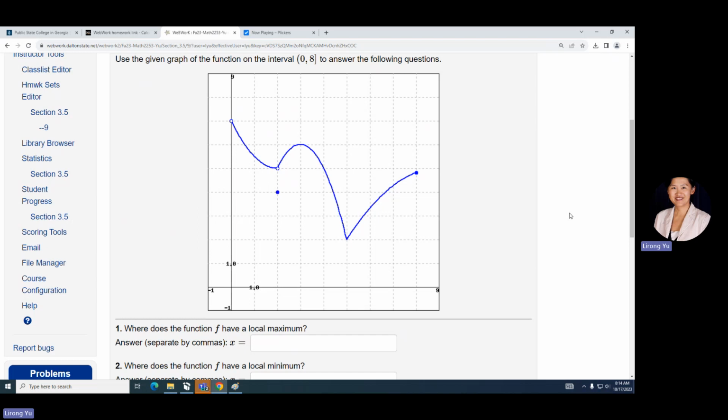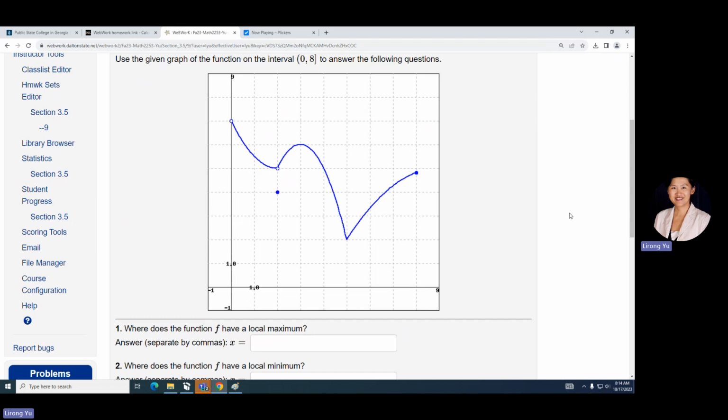This is a local maximum. That is also a local maximum because for a small interval of x values, this seems to be the highest point in the entire function, around that interval. So you can also pick a small interval. So this part will be the maximum value right there.